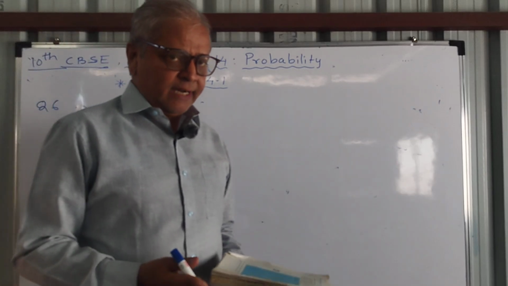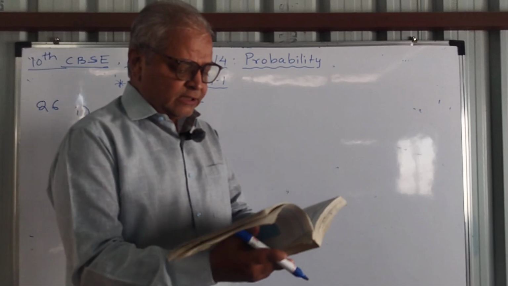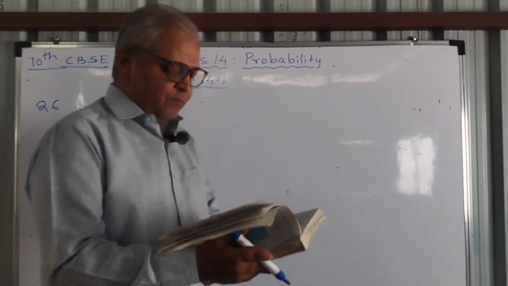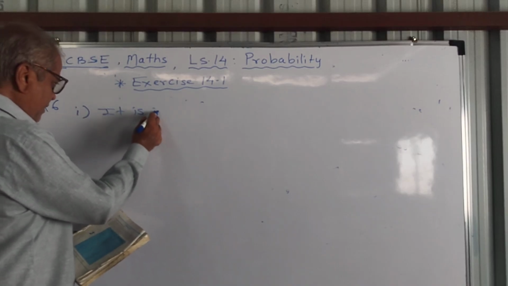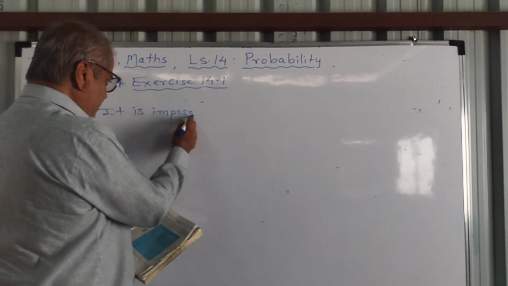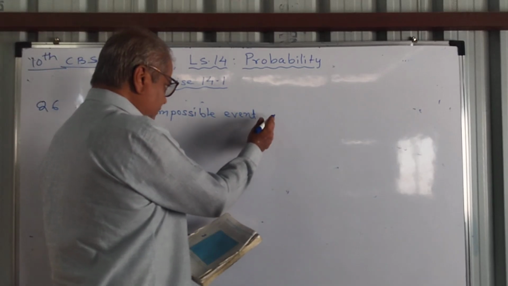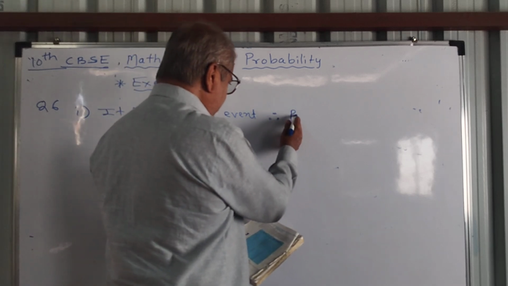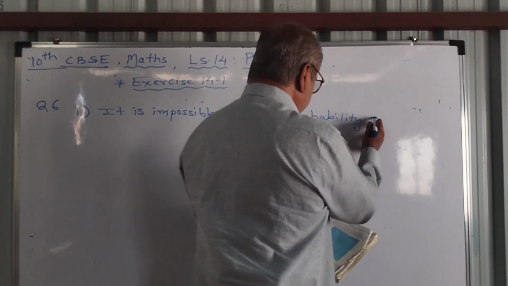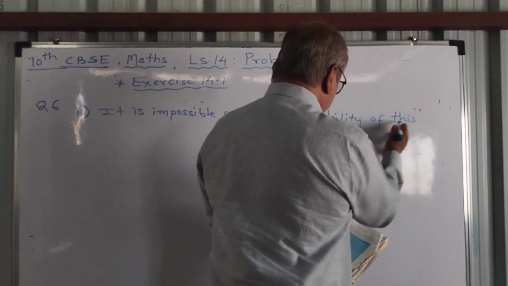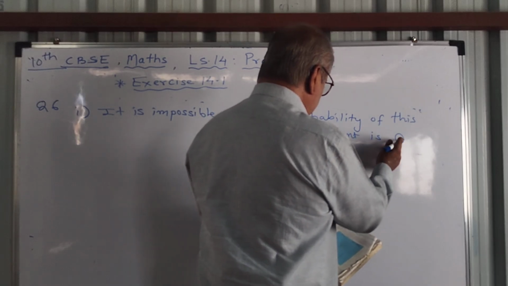There is no orange flavored candy, so she will not get it. So it is an impossible event. That's why the probability is 0. So the answer is, it is an impossible event. Therefore, the probability of this event is 0.